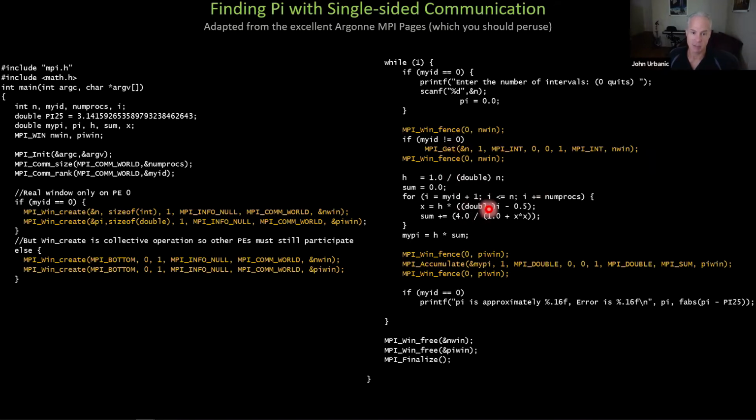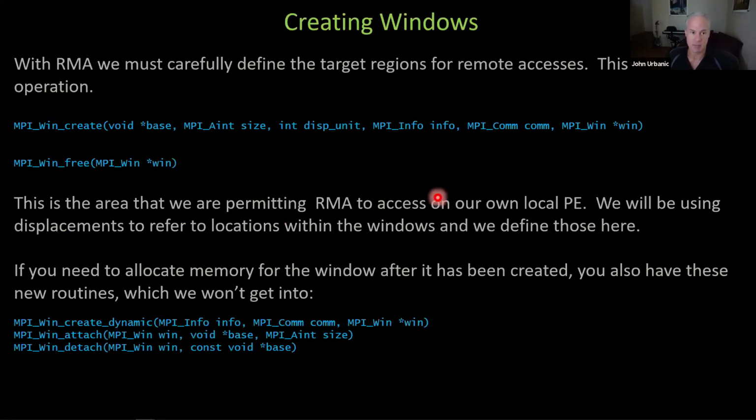And then they do the number crunching. And then when we're done, we want to take and accumulate all those values. We want to sum them all back up on PE0. So that's what's going on here. So let me step through this line by line. So the first thing is creating windows.